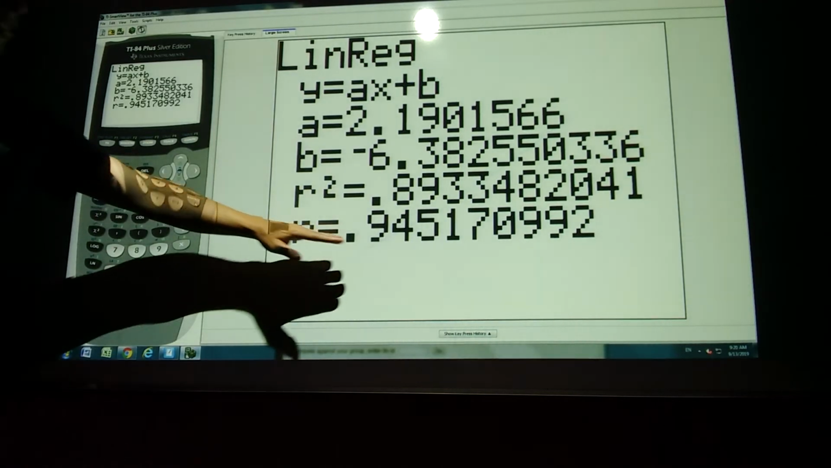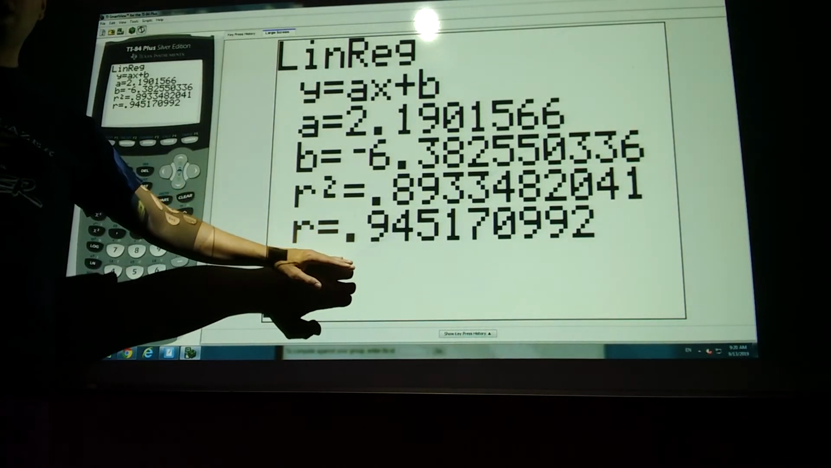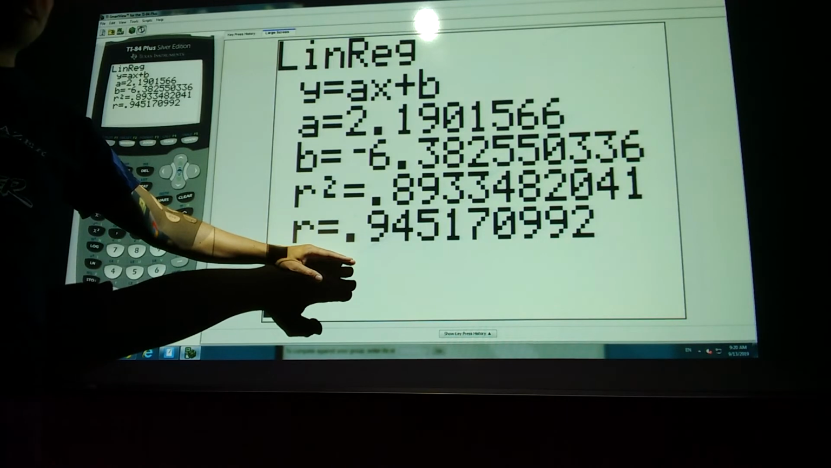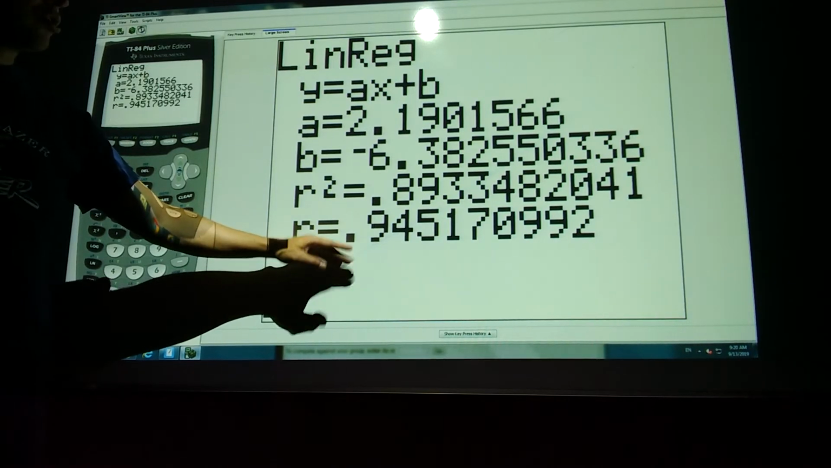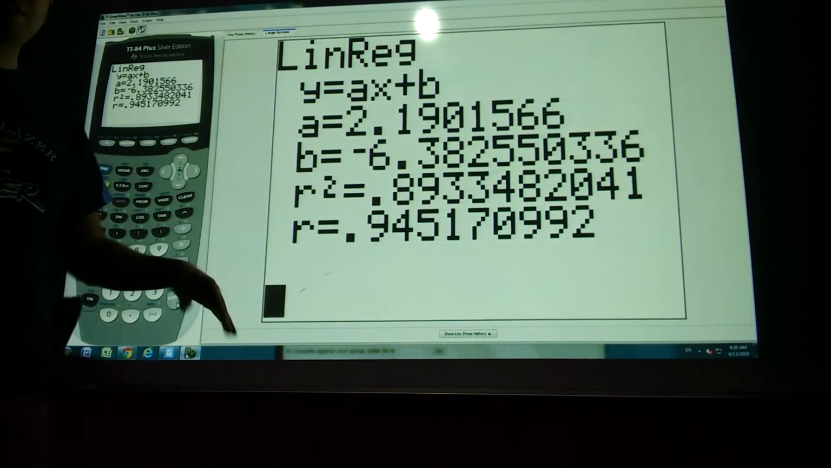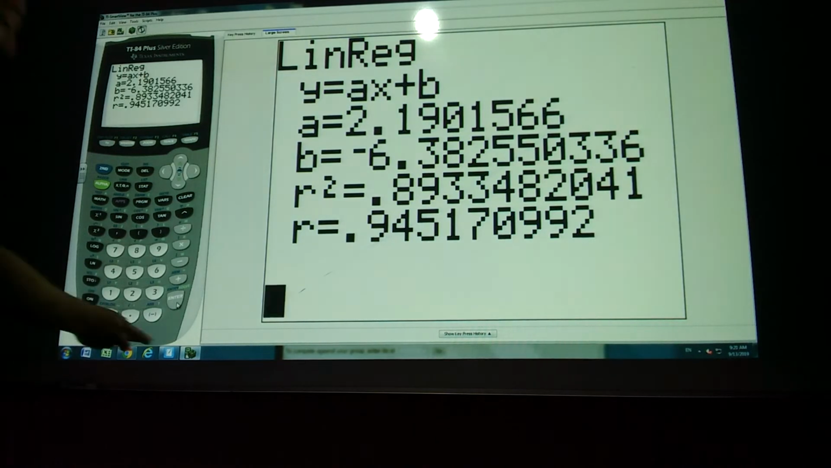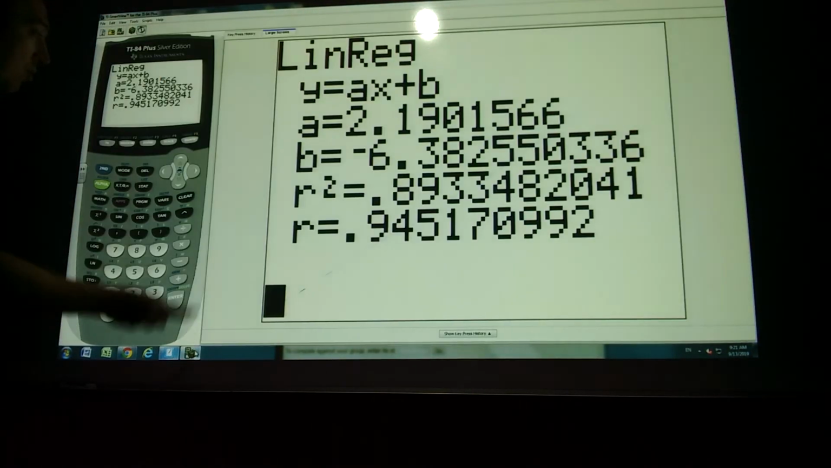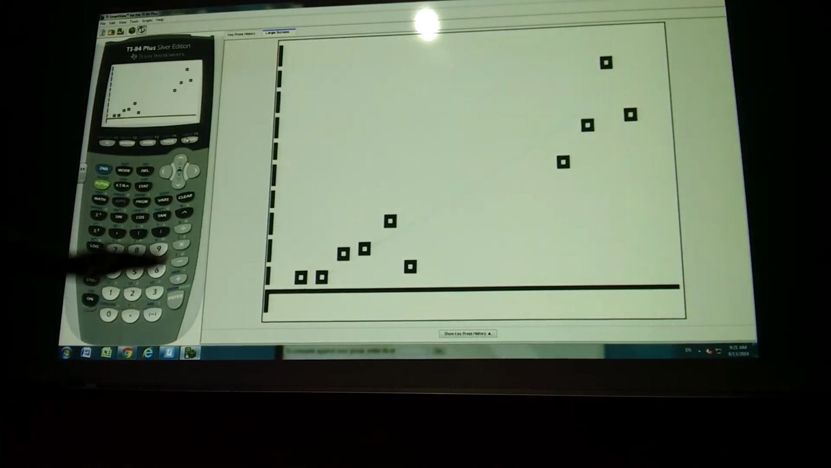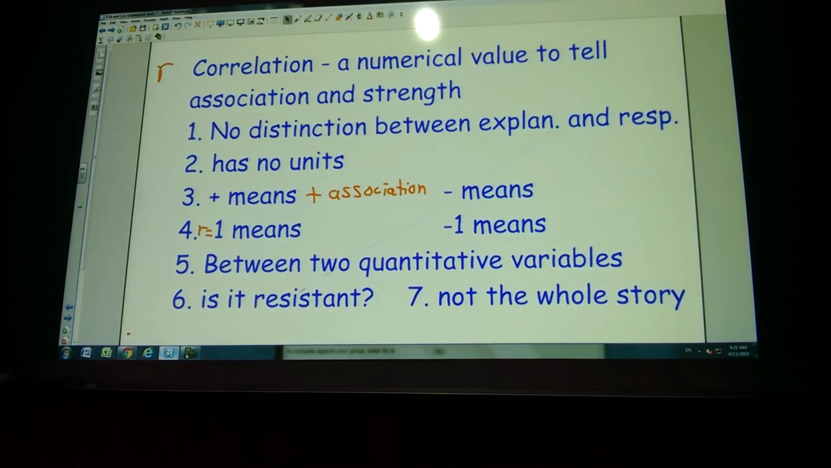So this is very close to 1. So it's saying that it is strong. It is also positive, which means that it's positively associated. So this has a positive and fairly strong linear relationship. All right, there's a couple of other things I want to show you.